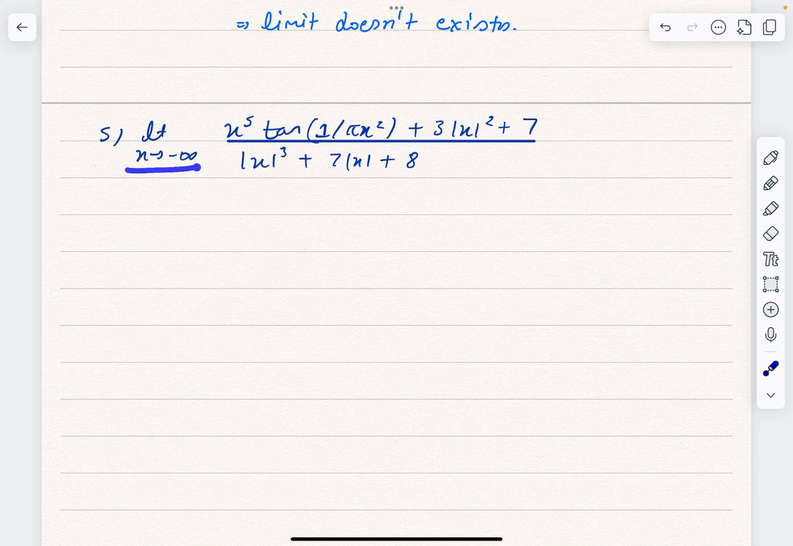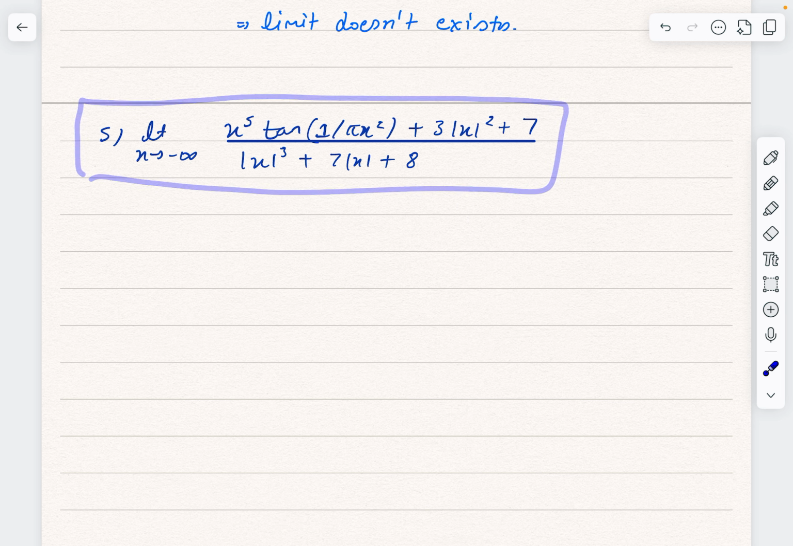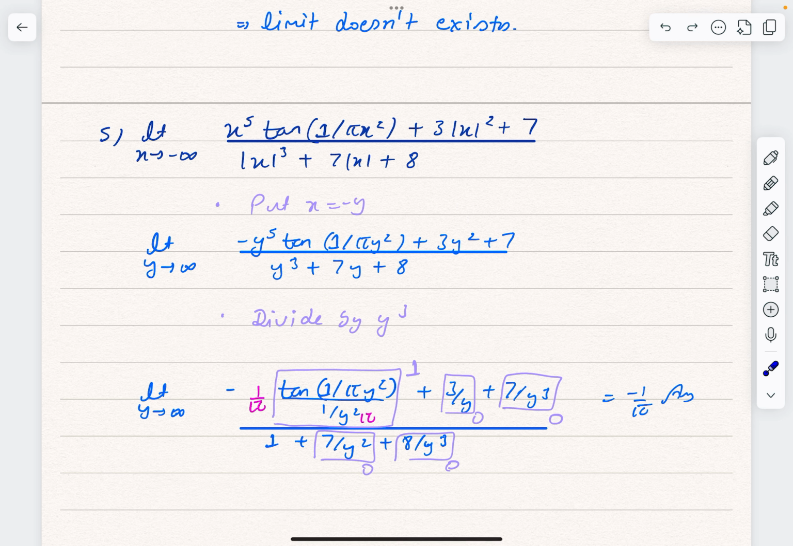Limit x tends to minus infinity, x power 5 into tan of (1 by pi x square) plus 3 mod x square plus 7, divided by mod x cube plus 7 mod x plus 8. Give it a try, guys, then we'll start discussion. Let's start now. First of all, like we discussed earlier, if x tends to minus infinity, I'll put x as minus y.